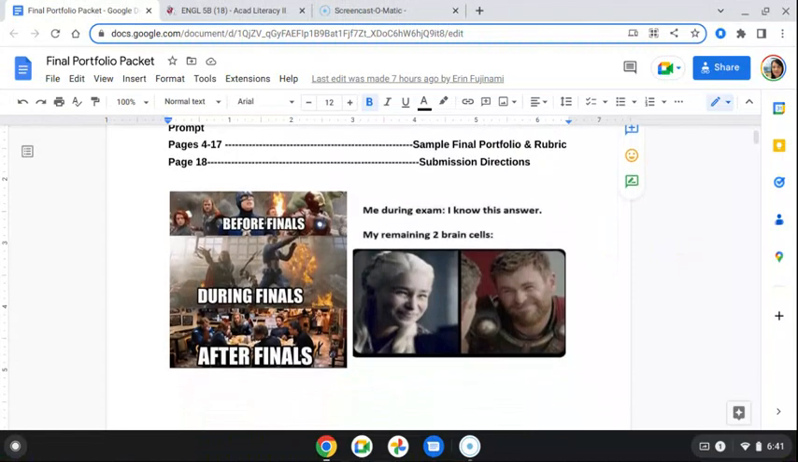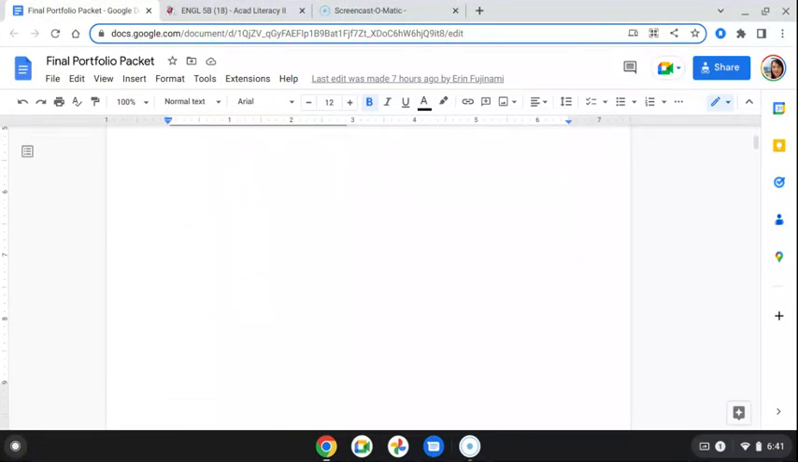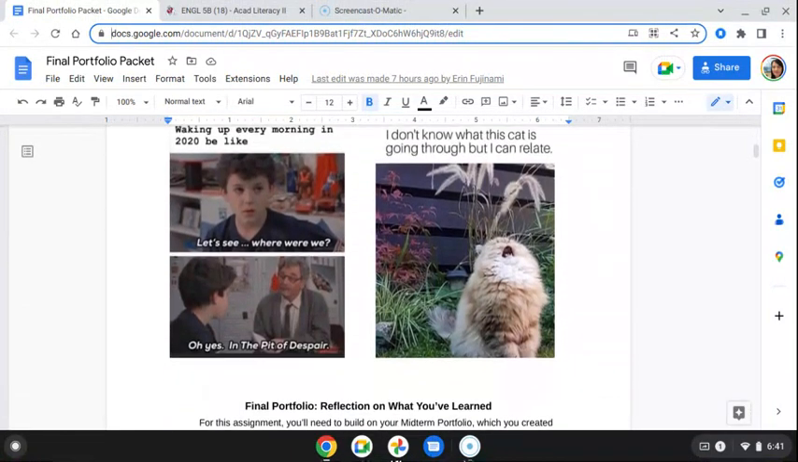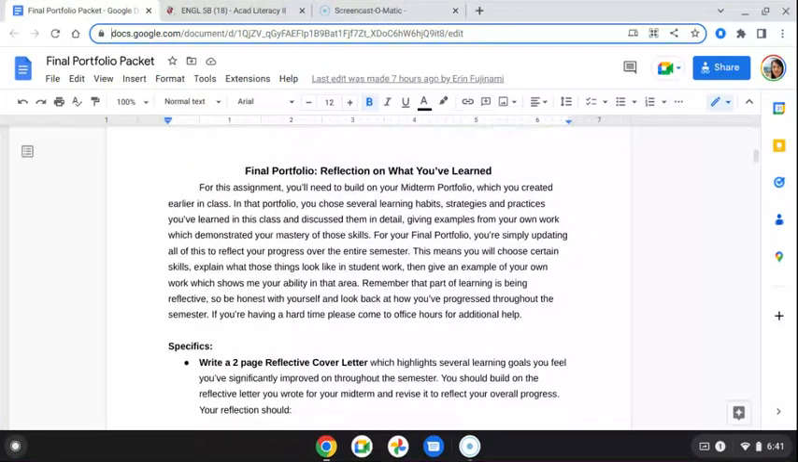So you've got some memes to ease the pain of writing here on the first couple of pages, followed by a description of your final portfolio. So the final portfolio is basically what takes the place of a final exam in our class, right? So your final portfolio is just a reflection on what you have learned so far. And in this case, it's a reflection of what you've learned so far for the entire semester.